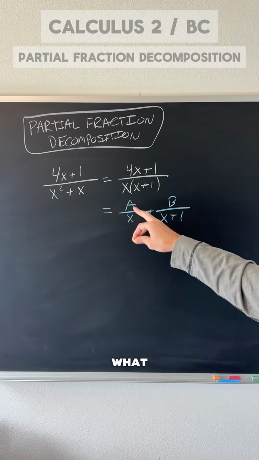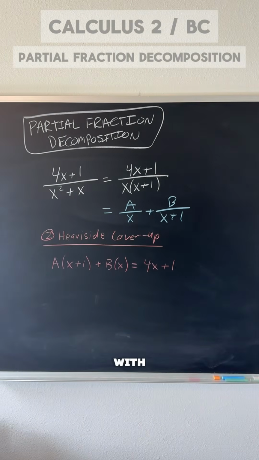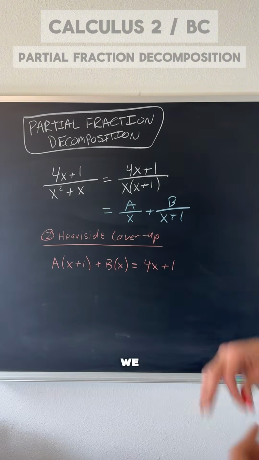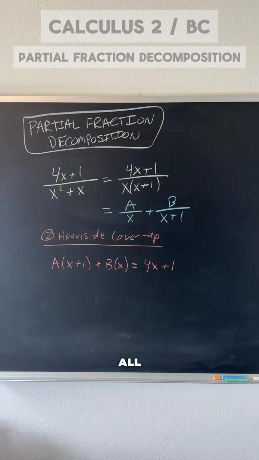Now our goal is to find what A and B are. Another method we could use is the Heaviside coverup method. With this method, we'll start from the equation here, which we found from our last method, where we simply got the common denominator and then canceled out all the denominators.